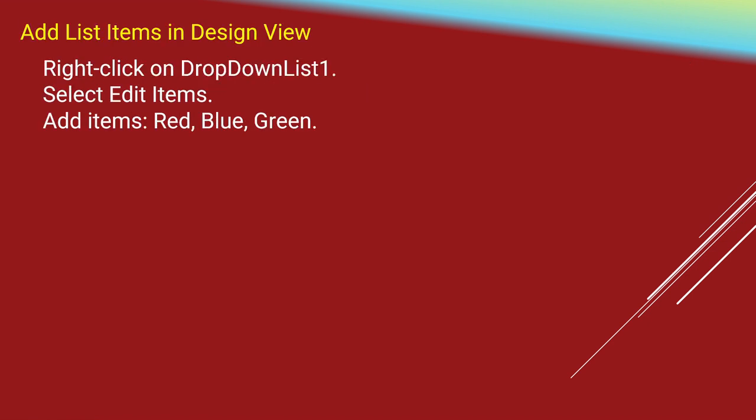Now, let us populate our drop-down list with color options. Right-click on DropDownList1 and select Edit Items. In the dialog that appears, you can add items to the list. Let us add red, blue, and green as our options. This allows users to choose a color from the drop-down list menu.